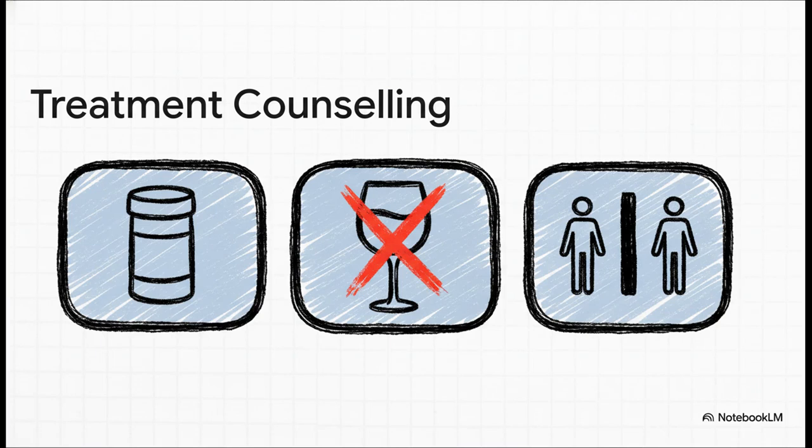Okay, treatment counseling. These 3 points are non-negotiable. You have to get them right. Tell them the drug, metronidazole, 2 grams, one-time dose. Then the big one, warn them about alcohol. No drinking during treatment and for 48 hours after. It can make them super sick. And finally, no sexual activity until everyone's been treated.